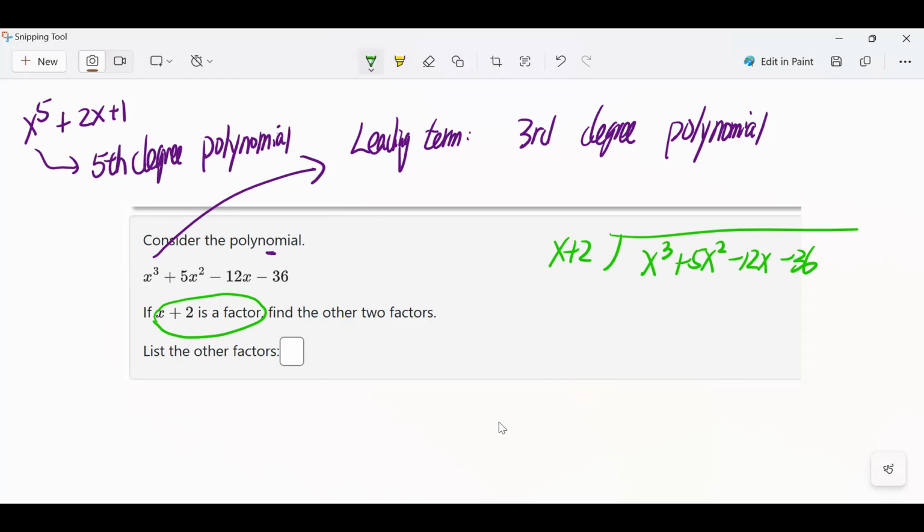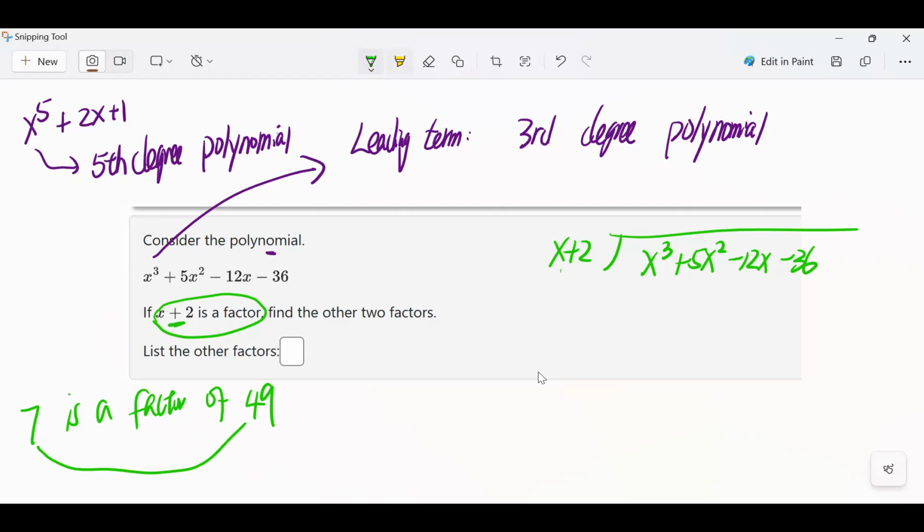Just like 7 is a factor of 49, right? That means 7 goes into 49. Very similar idea. That's how you apply it to polynomials. It works in a very similar way as with numbers, right? 7 is a factor of 49. 49 has three factors: 1, 7, and 49. And 7 goes into 49. If x plus 2 is a factor, it means x plus 2 goes into this polynomial.